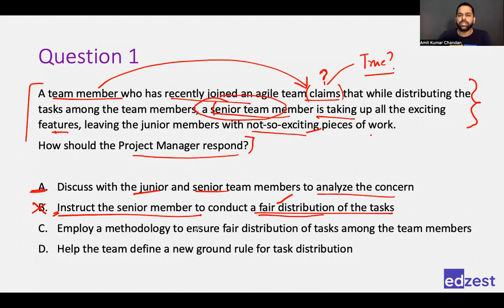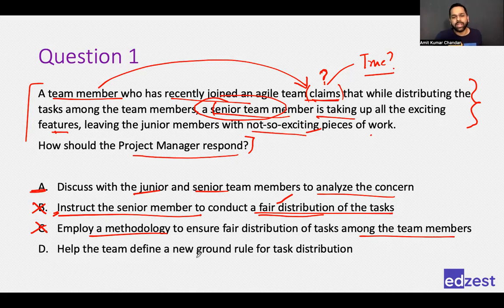Employ a methodology to ensure fair distribution of tasks among the team members. Now, whether you instruct the senior member or you employ a methodology, you are somehow establishing that whatever claim is being made is true, which is not the case. And for the same reason that we eliminated B, we can eliminate C also. Then we go to D.